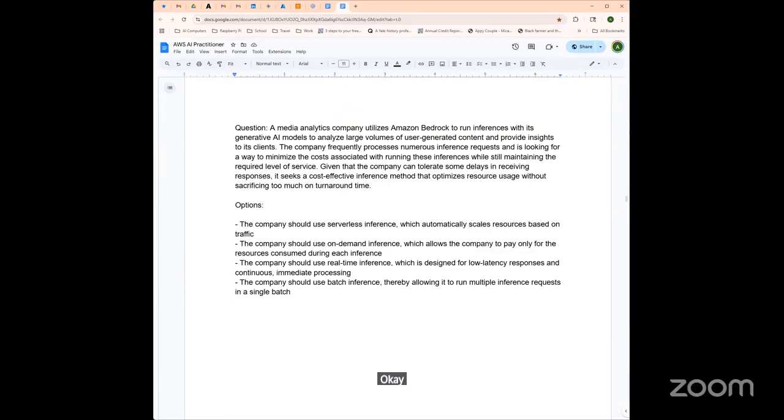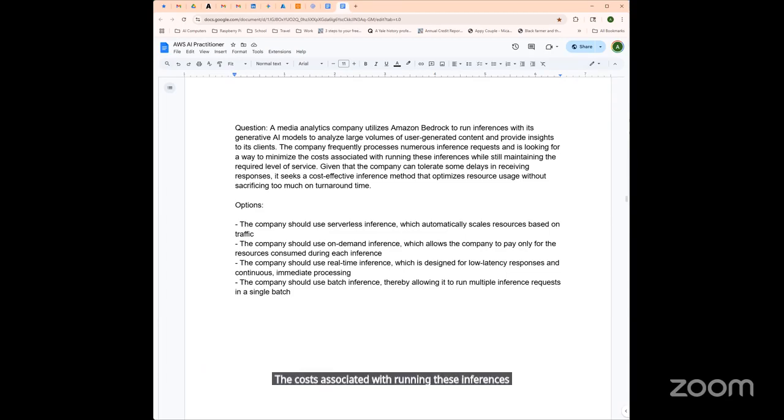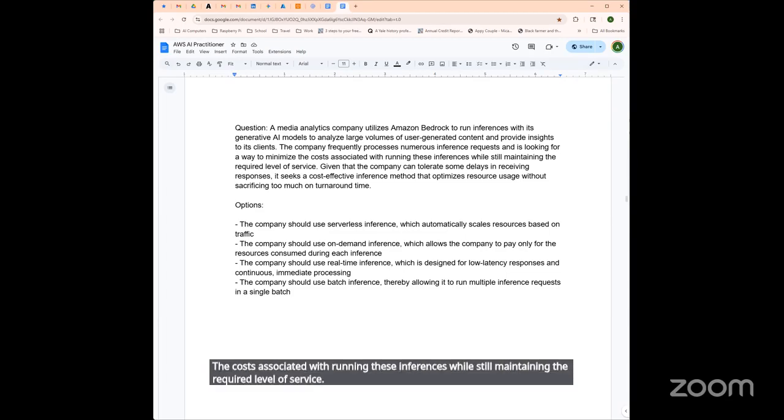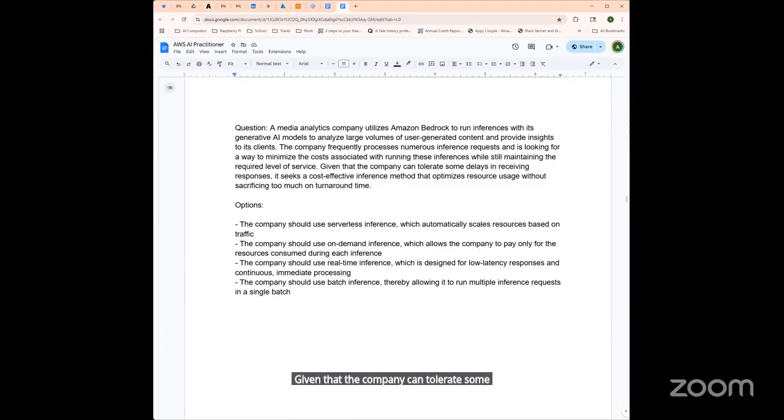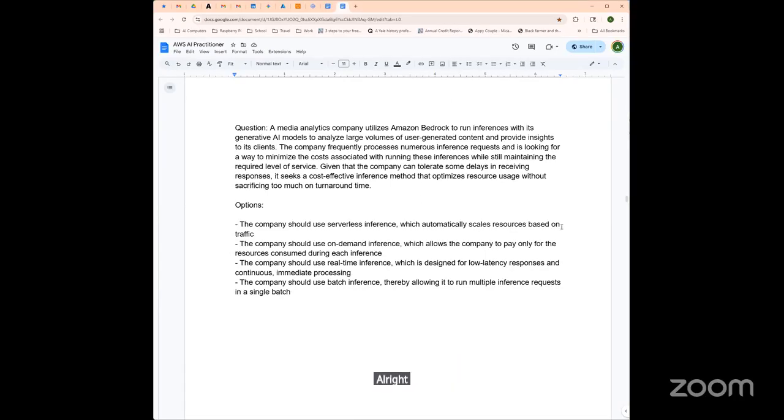A media analytics company utilizes Bedrock to run inferences with its generative AI models to analyze large volumes of user-generated content and provide insights to its clients. The company frequently processes numerous inference requests and is looking for a way to minimize the costs associated with running these inferences while still maintaining the required level of service. Given that the company can tolerate some delays in receiving responses, it seeks a cost-effective inference method that optimizes resource usage without sacrificing too much on turnaround. How do you do this?